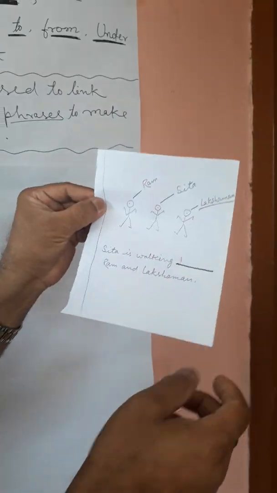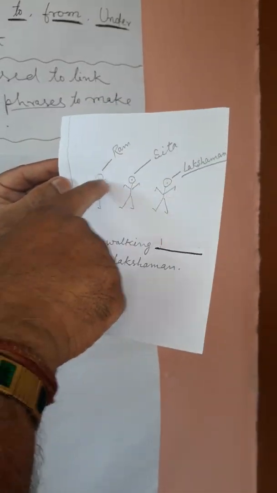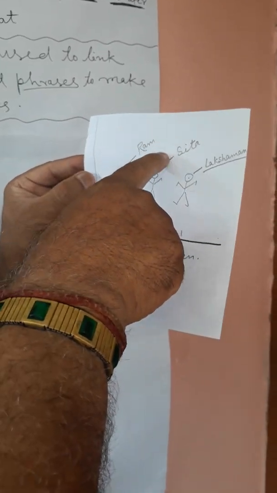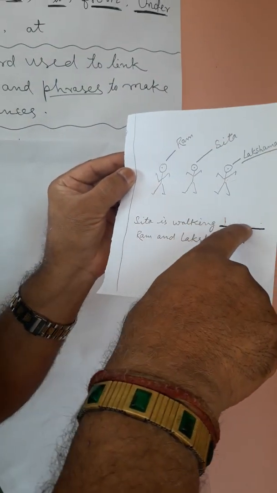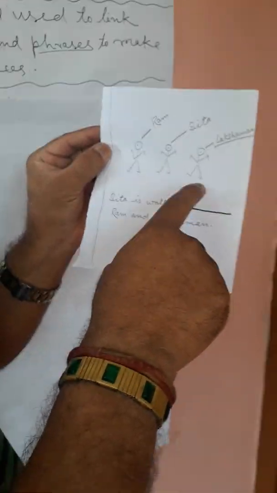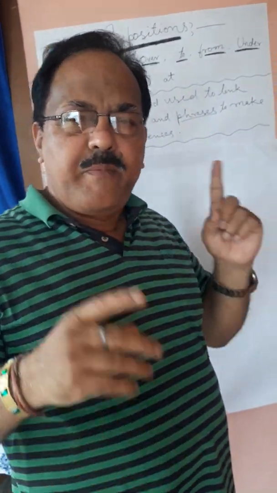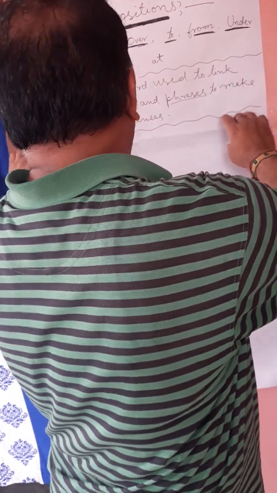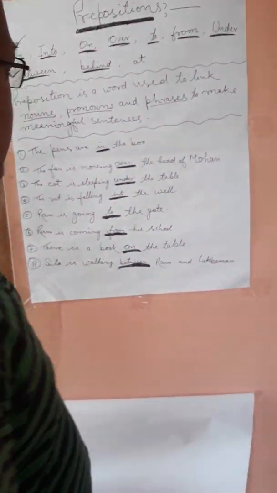Okay. See here. There are 3 persons, Ram, Sita and Lakshman. Sita is walking, which preposition will be used, Ram and Lakshman? You have to fill up. So after filling that, you have to match the answer. I have written the answer here. See my answer.